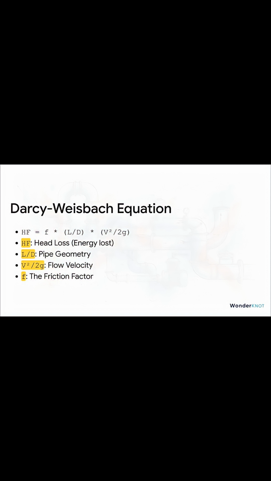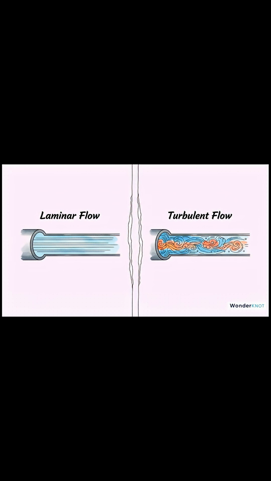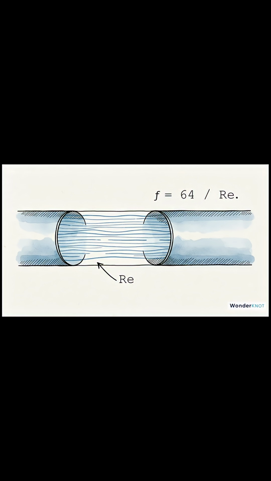Now, most of these terms are pretty straightforward to measure. The real puzzle, though, is finding F, the friction factor. And that F totally depends on how the fluid is flowing. Is it smooth and laminar, or is it chaotic and turbulent? That changes everything. For simple, smooth flow, F is easy. It just depends on something called the Reynolds number.